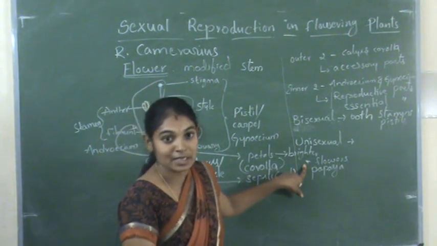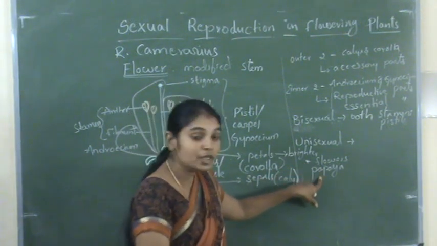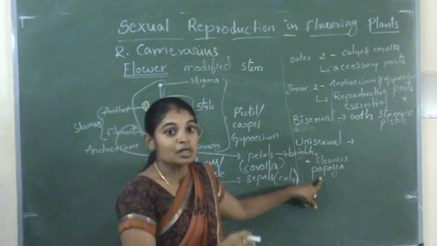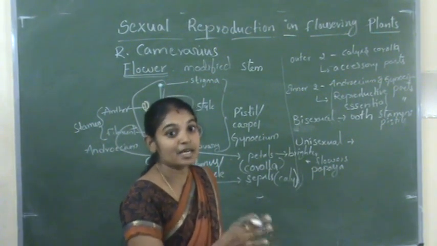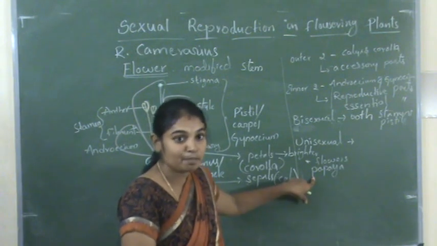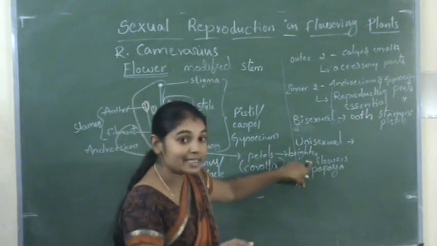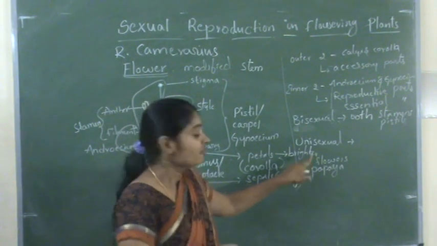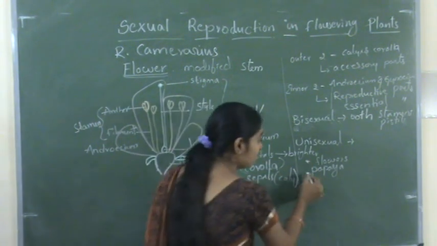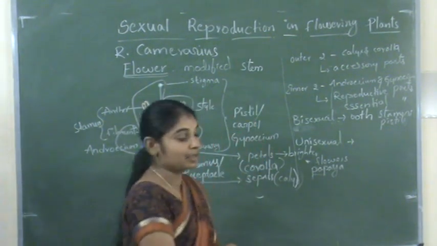In papaya plants, the flowers are unisexual. So the fruits develop on the plant in which the female flowers are present, and if the flower contains the male reproductive part, the fruit does not form. So that is one important point to be remembered.